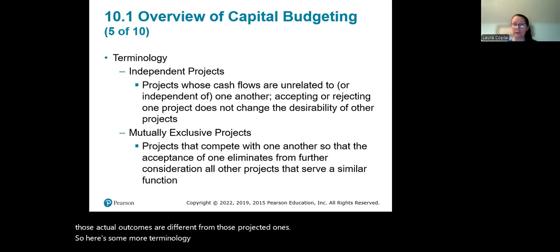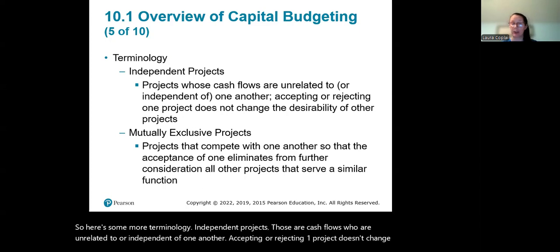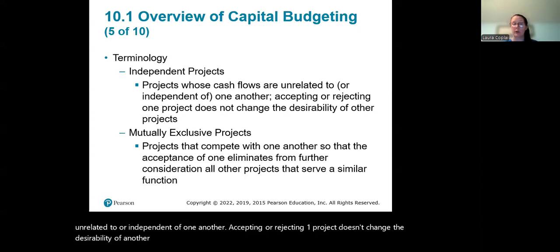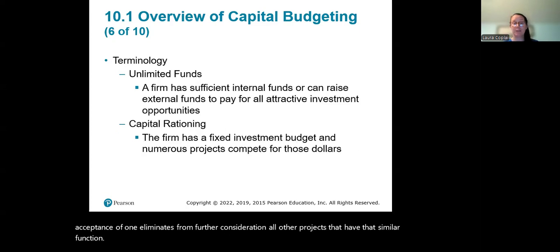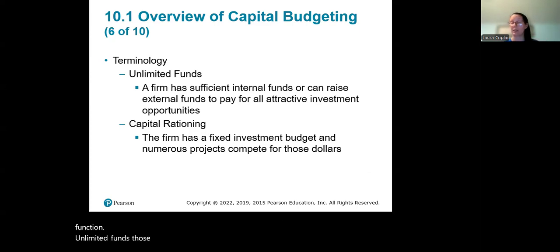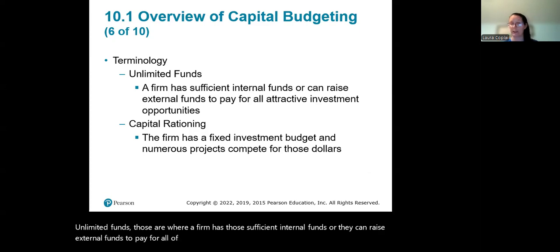Independent projects. Those are projects whose cash flows are unrelated to or independent of one another. Accepting or rejecting one project doesn't change the desirability of another. Mutually exclusive. Those compete with one another so that the acceptance of one eliminates from further consideration all other projects that have a similar function. Unlimited funds. That is where a firm has sufficient internal funds or can raise external funds to pay for all of the attractive investment opportunities. And capital rationing is where the firm has a fixed investment budget and numerous projects compete for those specific dollars.